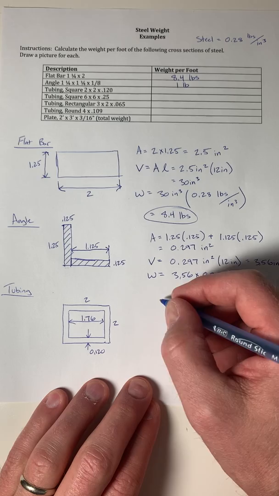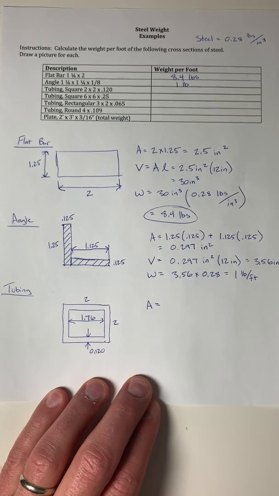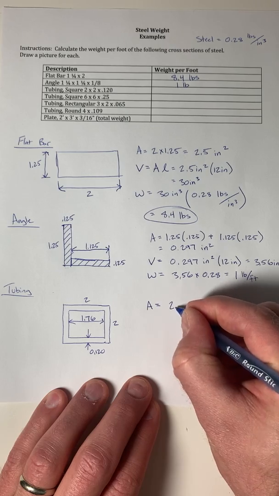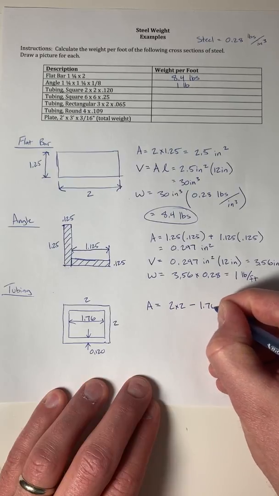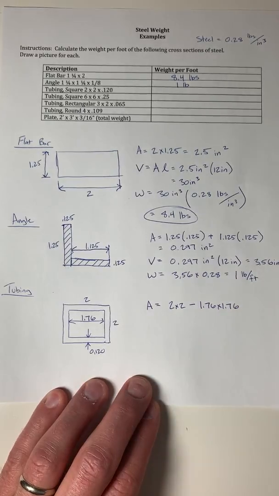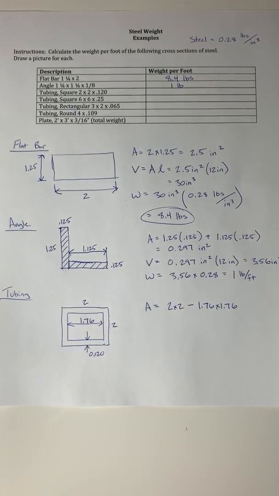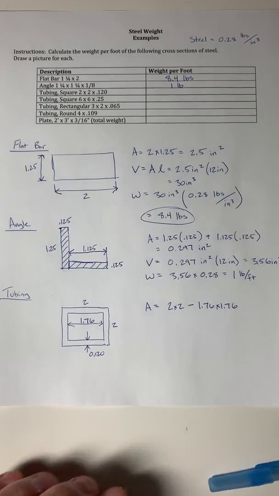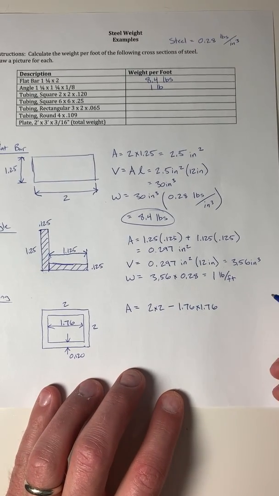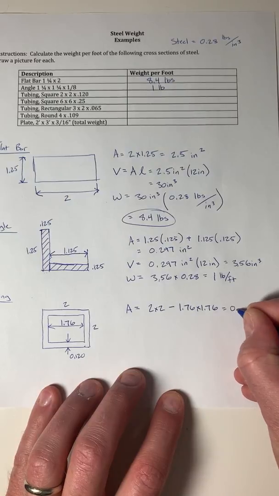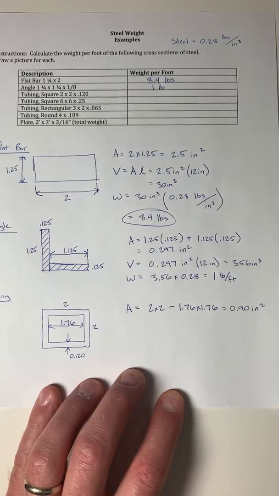All right, to calculate the cross-sectional area here, I'm going to take the outer square, which is 2 by 2, and I'm going to subtract the inner square, which is 1.76 by 1.76. So my cross-sectional area is 0.90 inches squared.